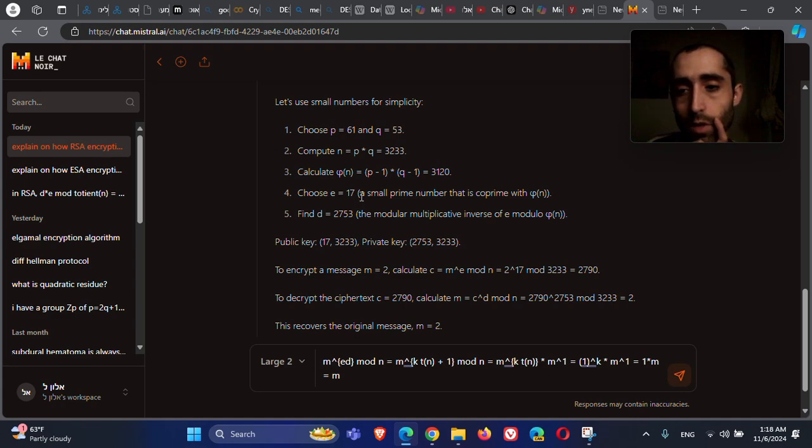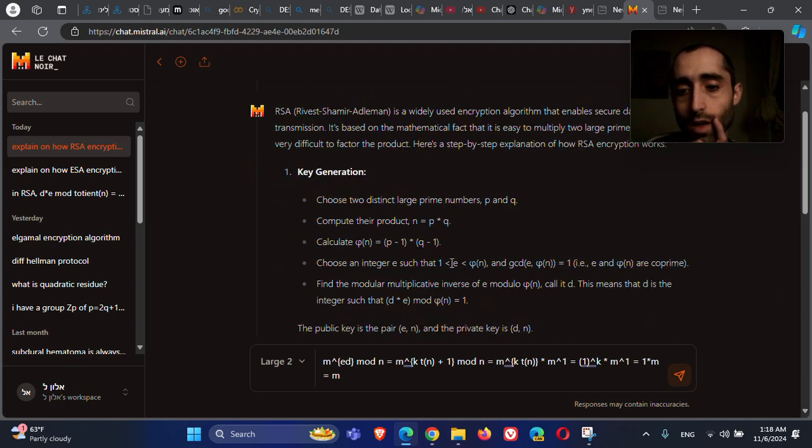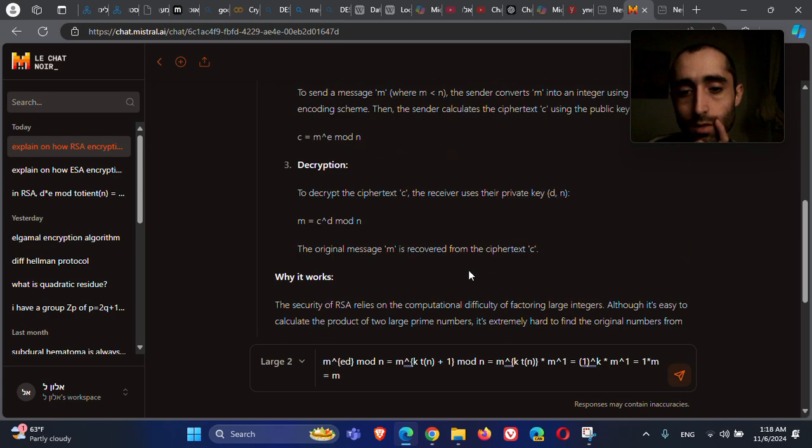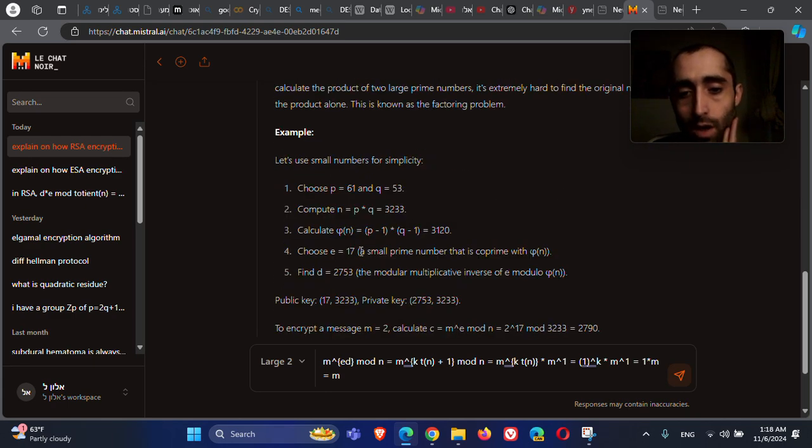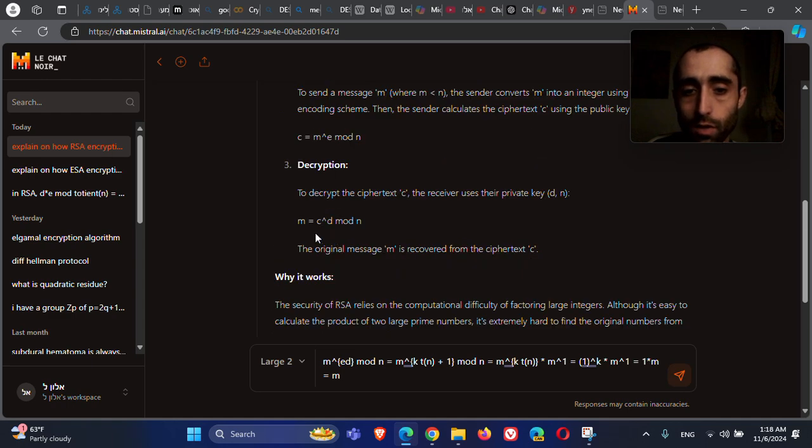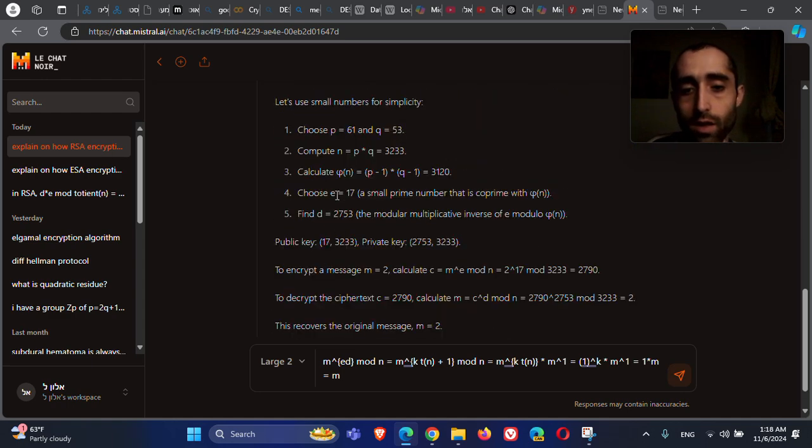We are choosing a number again between 1 and the totient of n, which we call e. It's a number that is coprime with the totient of n, and we don't just draw a number, we find d, which should satisfy that e times d mod totient of n equals 1, namely d is the inverse of e. We use it in the decryption process, so it's important. So d is the inverse of e in modulo totient of n, not n, totient of n.